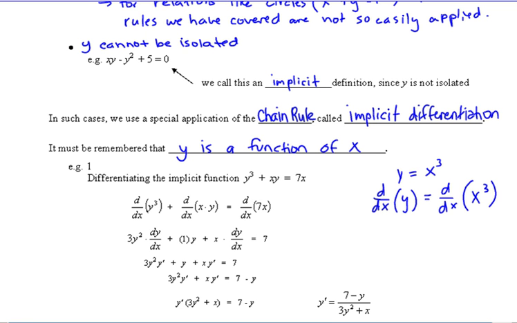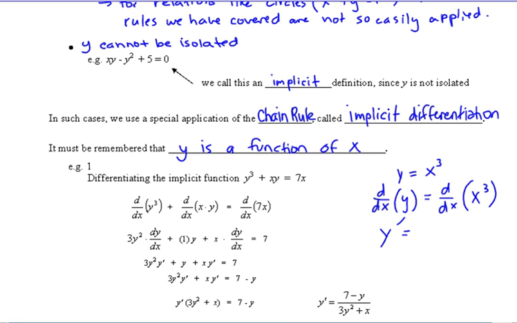Y prime. It's dy/dx, or y prime. Same thing. dy/dx you could also write as y prime. What do you like more? Y prime? I like y prime. I find it's less writing. It's a little neater. Okay?